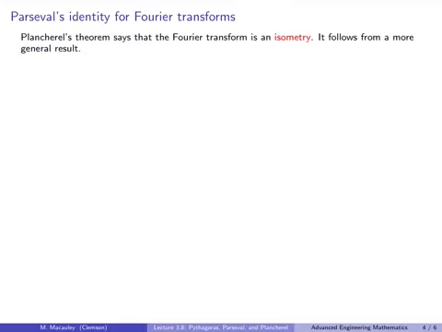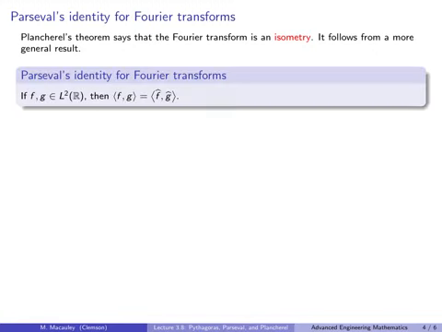Plancherel's theorem says that the Fourier transform is an isometry. It's a rigid motion. It preserves distance. This follows from a more general result. This is called Parseval's identity for Fourier transforms. It says if you have two functions that are in L2 of R, again, they probably should also be in L1 of R, they should be absolutely integrable, then their inner product, f dot g, is equal to the inner product of the Fourier transforms, f hat dot g hat. So this is saying that not only does the Fourier transform preserve distances, but it also preserves angles.